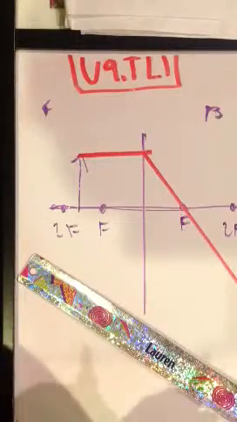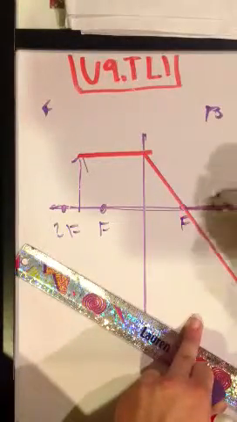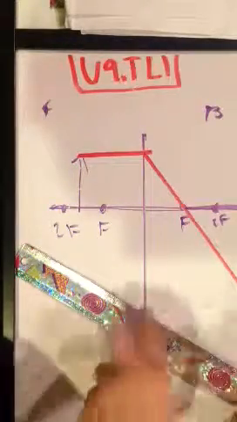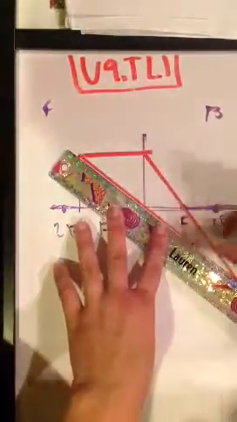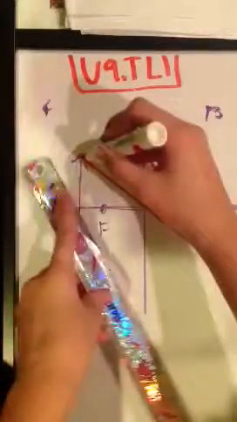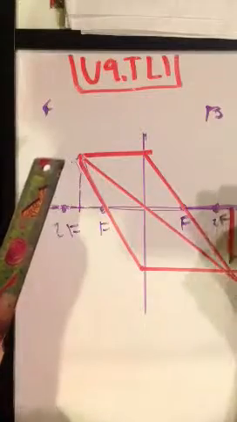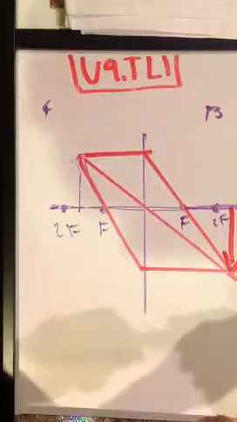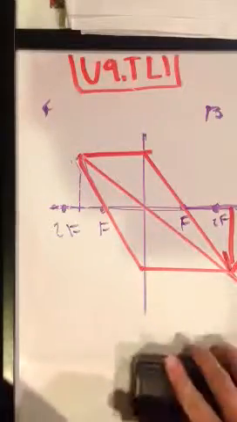I put my 2F too far, because you can't see it. There we go. And then we have the central ray. And then we have the focal ray. As you can see, all of these rays form an image that is inverted, and it's going to be past 2F, but it's going to be a real image and magnified, so it's going to be a little bit bigger. And that's case 4.